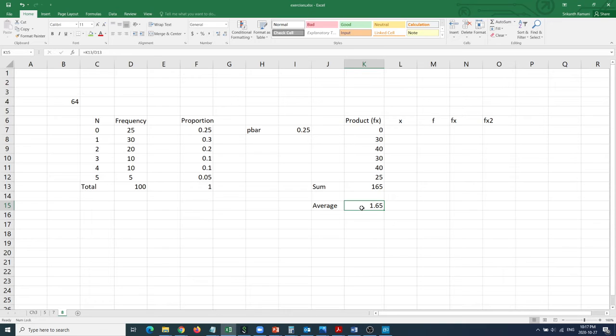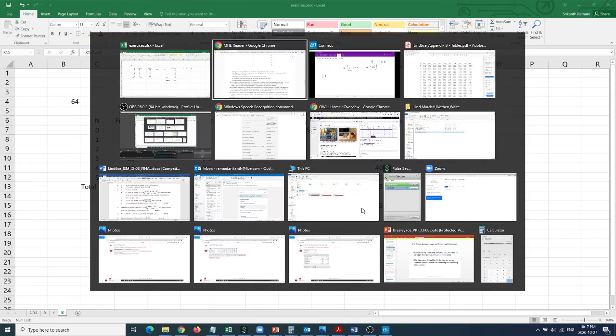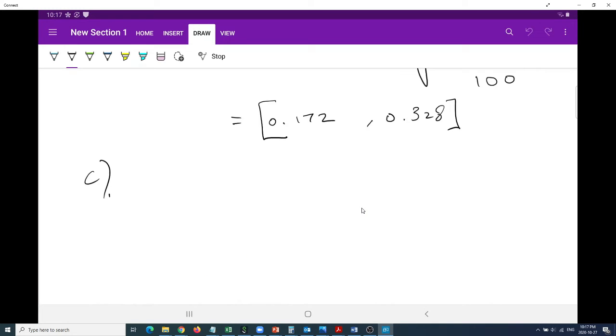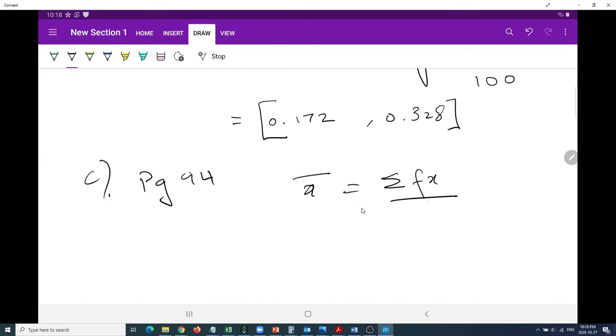Okay, so in terms of a formula, this is the formula from page number 94. Your x bar, when it comes to frequency distributions and you want to find out the mean, is just sigma fx divided by n. That's your x bar.